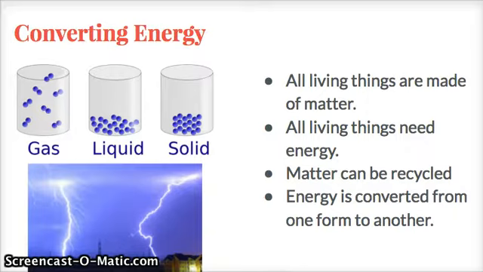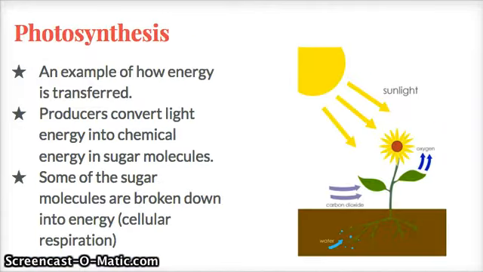Matter can be recycled and used over and over again, but energy cannot be recycled. It's simply converted from one form to another. An example of how energy is converted is photosynthesis. Producers convert this light energy from the sun into chemical energy in sugar molecules. That's how they make their food.